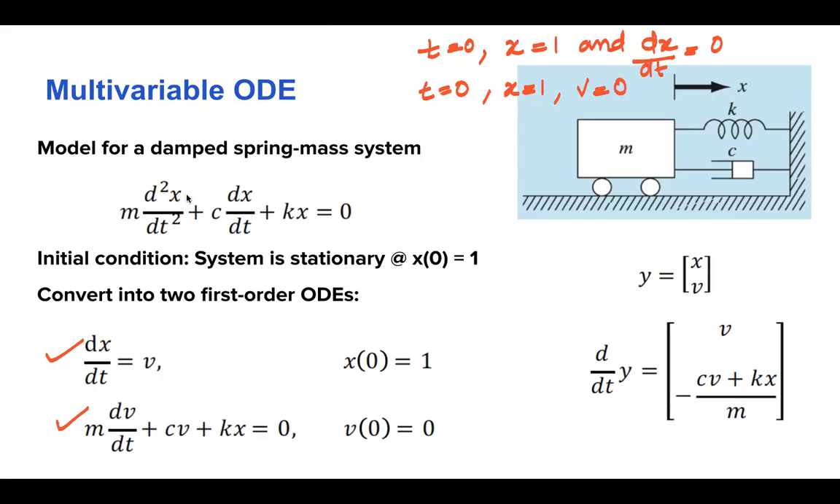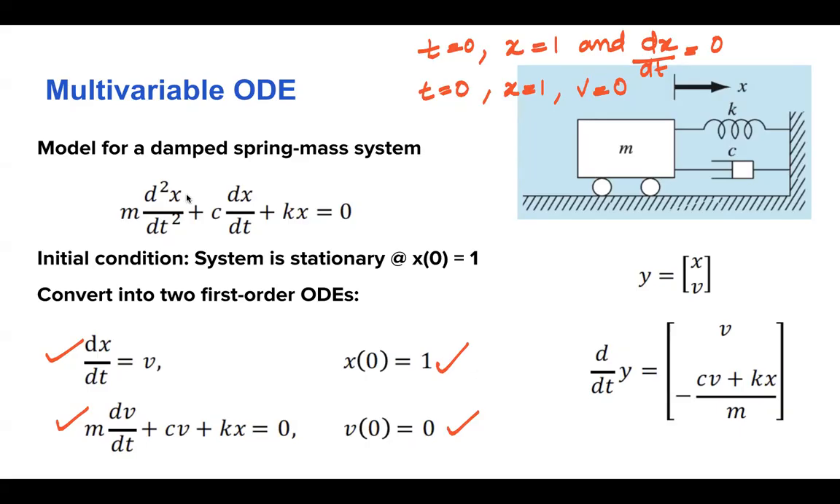That's what is given here. At t equal to 0, x is equal to 1. At t equal to 0, v is equal to 0. Since we have two equations and two initial conditions, you would have seen this in the previous sessions also. What we do is tabulate all these functions in the form of column vectors.